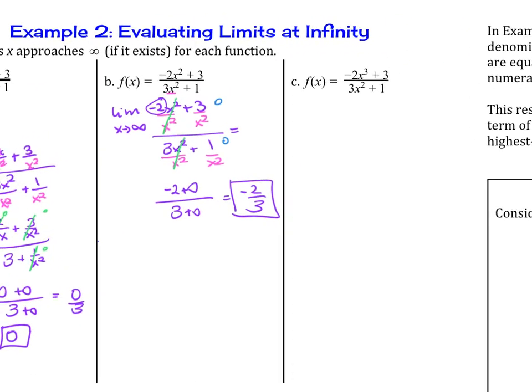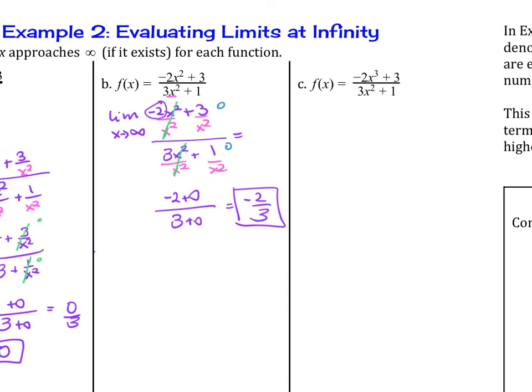So one more example. Negative 2x cubed plus 3 over 3x squared plus 1. So the limit of negative 2x cubed plus 3, and we're still dividing by that x squared, just using the same one to illustrate some examples. We have 3x squared plus 1, and that's all divided by the same x squared.